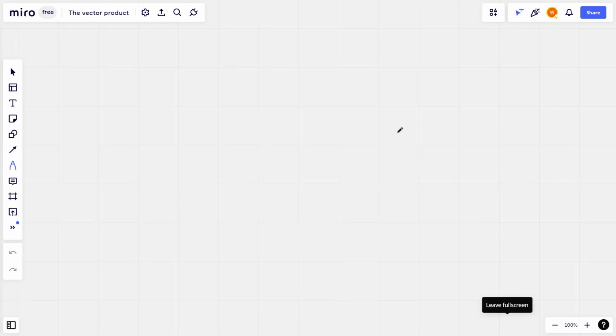In this video we're going to define the vector product. To start off, the vector product is a function which takes two vectors in R3 and then also maps them onto a vector from R3.